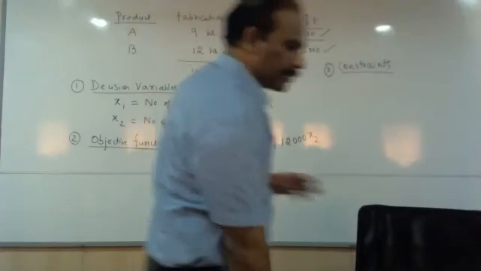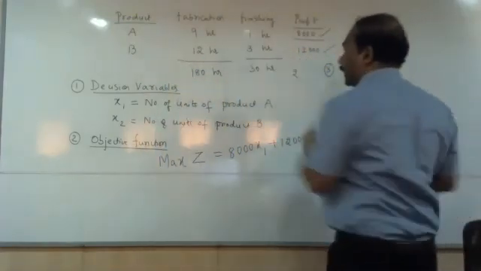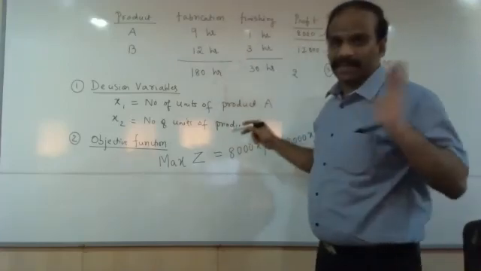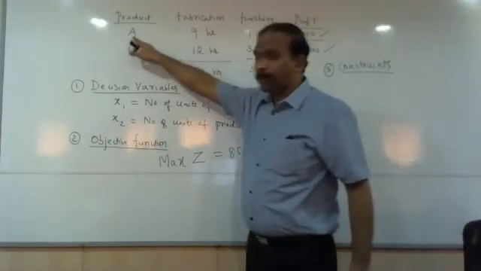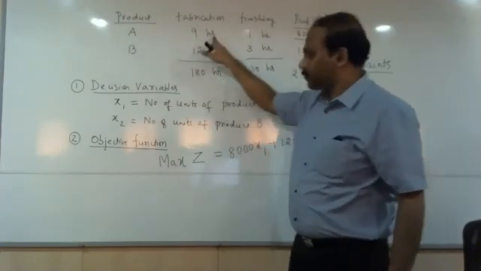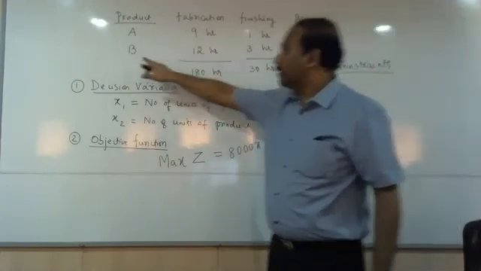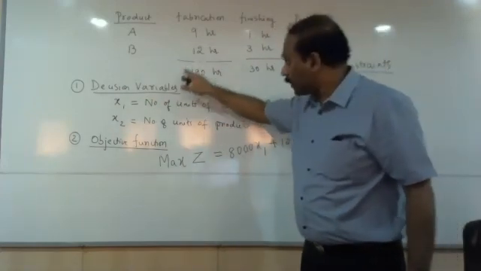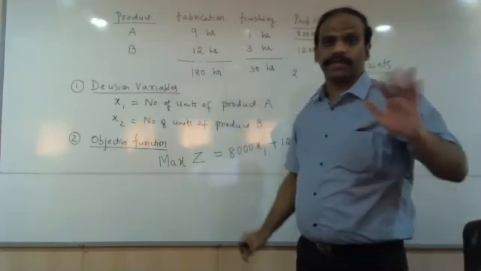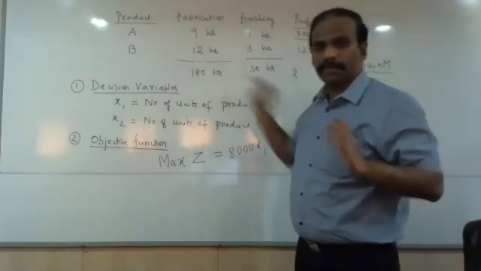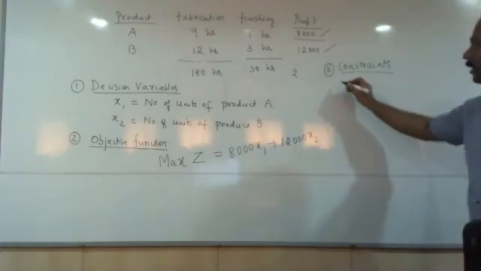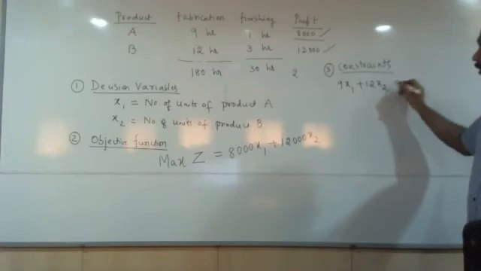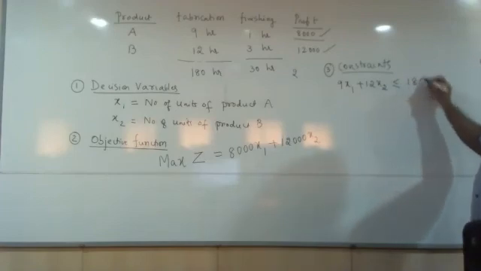I want everyone to please look at the board. If you look at this data, it's very clear that fabrication is one constraint and finishing is the other constraint. For every product of A, 9 hours of fabrication is required. For every product of B, 12 hours of fabrication is required. But totally, I have only 180 hours of fabrication time. I have to write this in an equation. How do I write it? Please look at the board. 9x1 plus 12x2 is less than or equal to 180.